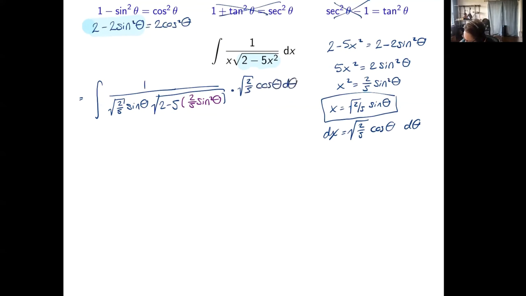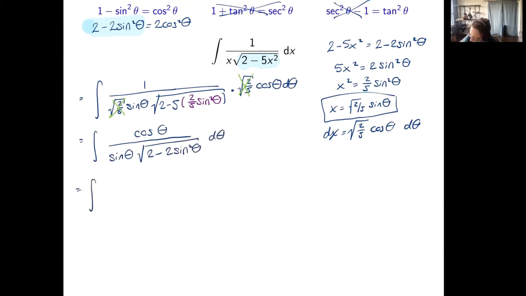Okay, so let's clean this up a bit. Root 2/5, that's nice. In the denominator, let's see, I can put this cosine up top. I've got sine theta times the square root of 2 minus, the 5's cancel, and I have 2 sine squared theta d theta. And now I have gotten to where I had hoped I would get.